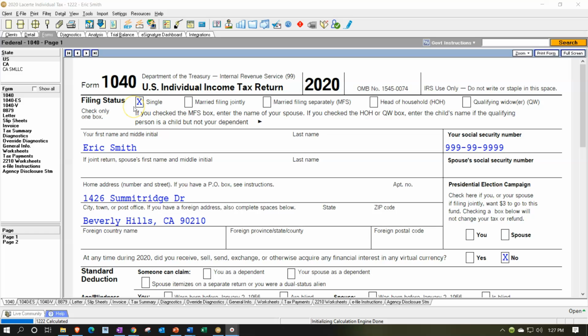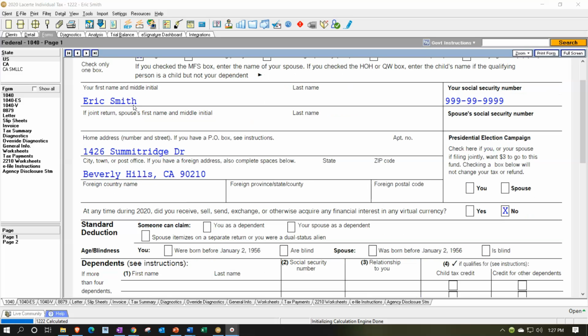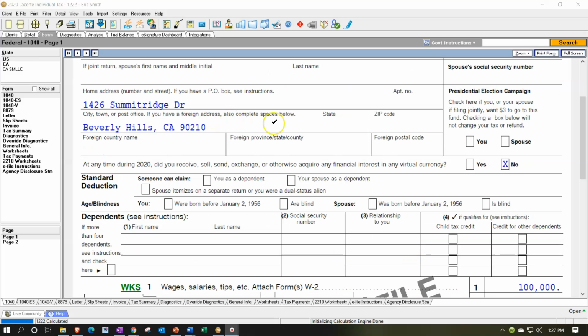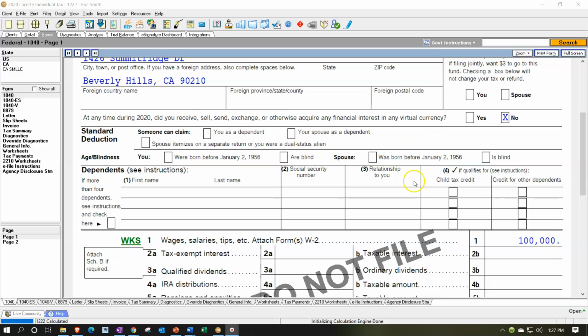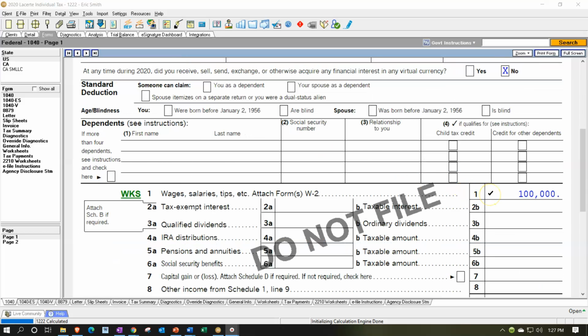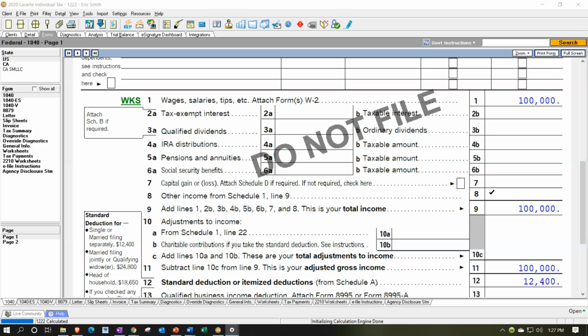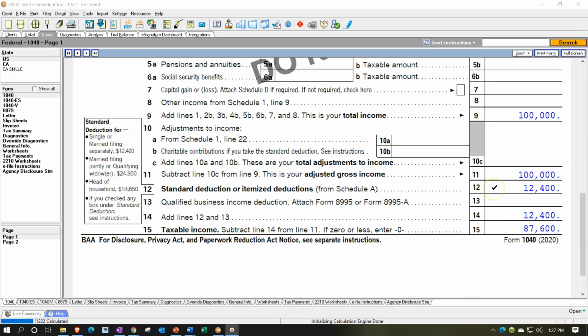We're going to start in our starting scenario with the filing status of single, Eric Smith, our taxpayer, living in Beverly Hills 90210. We have the $100,000 of income. Now, of course, we're going to have to be changing that when we think about the premium tax credit, but we're just going to start at our normal starting point here. Then we have the $12,400 standard deduction. We have the $87,600 for the taxable income.